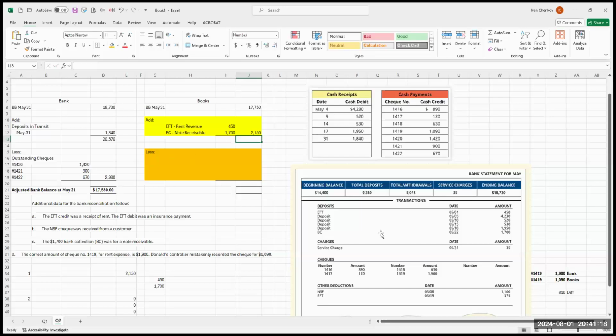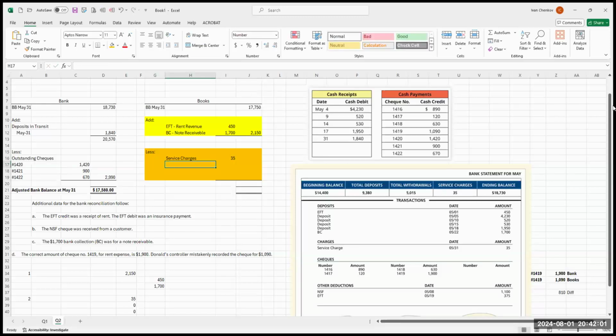Now we have to see if there is anything deducted from our bank account that we don't have in our cash journal as a cash payment. So first thing first, service charges. We don't have the service charges. So let's deduct those first, the easy one, and then leave the next one. The service charges are for the amount of $35.